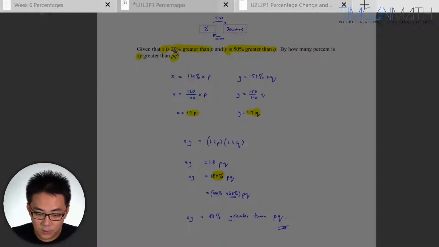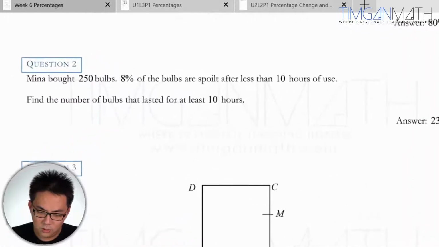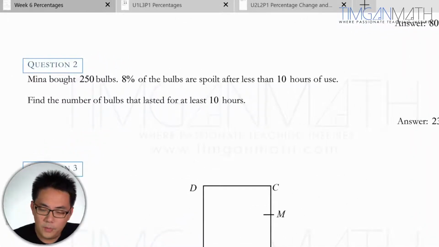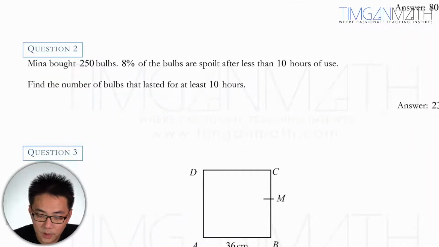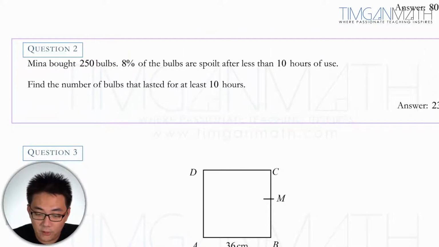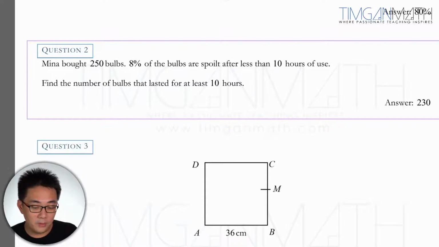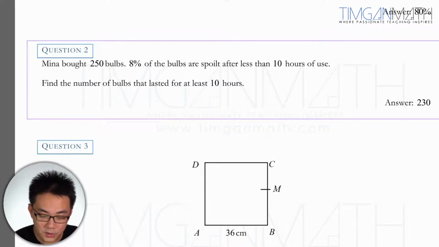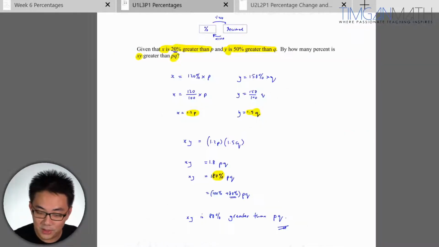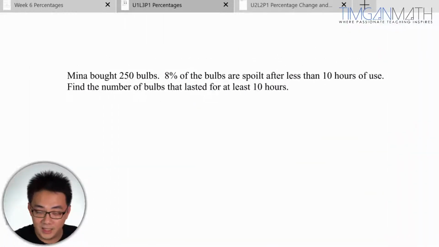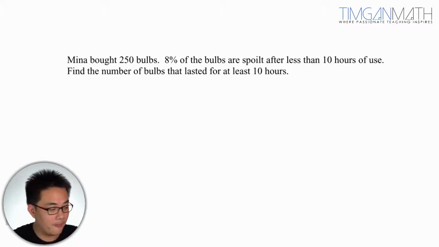The next question would be question 2, which is on 250 bulbs. Mina bought 250 bulbs. 8% of the bulbs are spoiled. Okay, great, this is interesting. Let's see how to do this. Let me look for this question here. I think it's this one here. Okay, let's look at that.